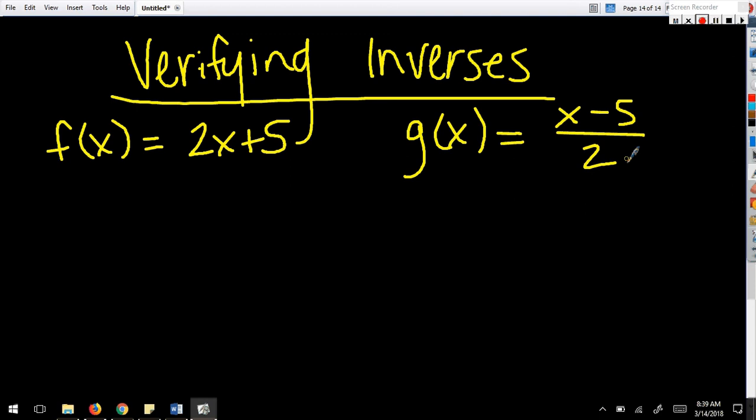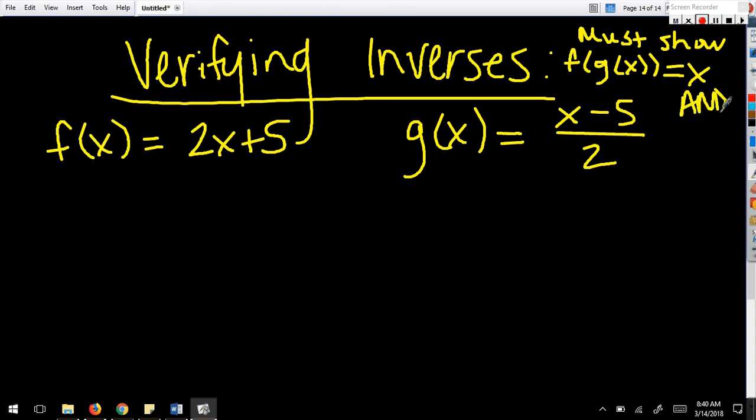Either works. Here's what happens when we verify inverses. In order to verify inverses, you have to think about this like a proof from geometry. We have to show two things in order to prove that they're inverses. We must show that f of g of x, here's that composition again, will simplify down to only x, and g of f of x will also simplify down to only x. So it's got to go forwards and backwards.